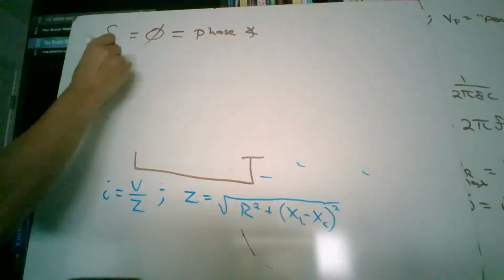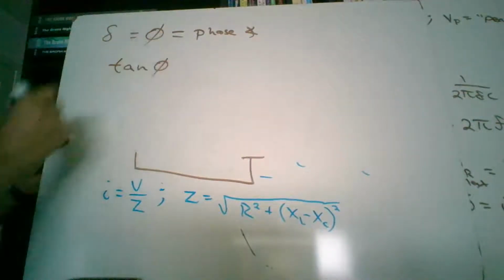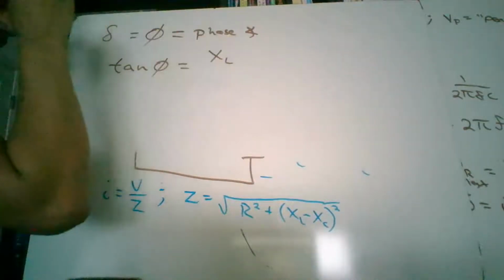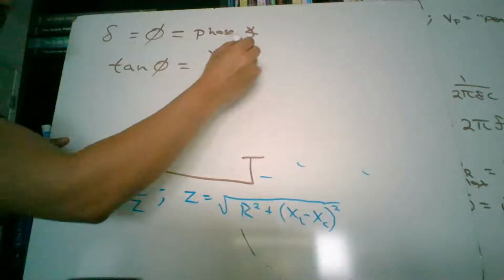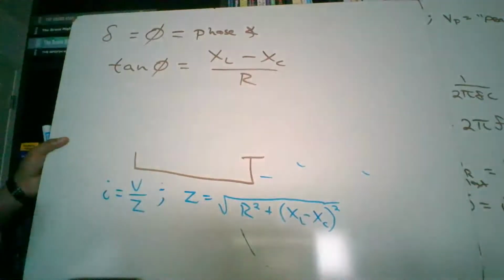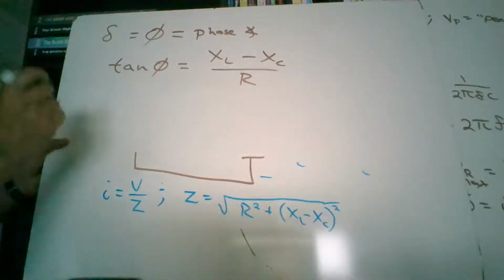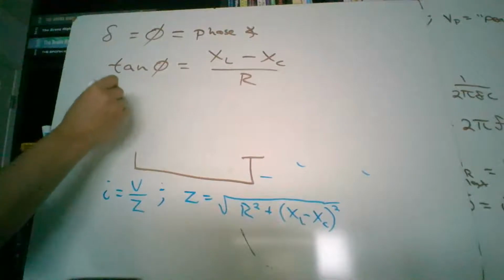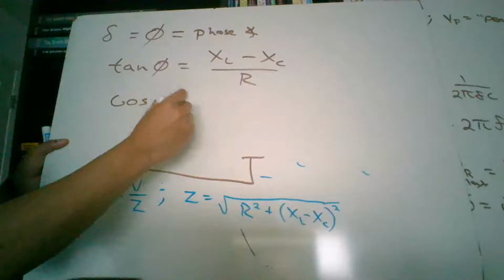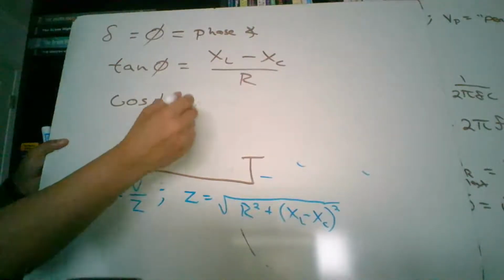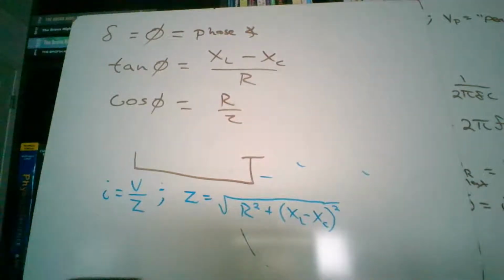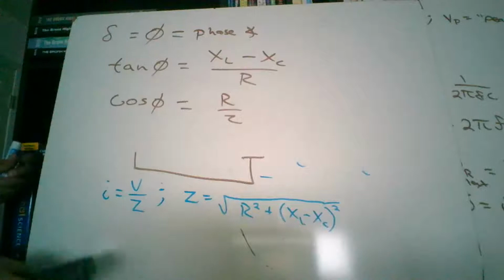How we solve for the phase angle is tangent of the phase angle equals the reactance of the inductor minus the reactance of the capacitor, divided by the resistance. This is all for a series circuit. Another term we're going to want to know is cosine phi, the power factor I was just talking about. Cosine phi is equal to R over Z. Okay? So that's everything so far.